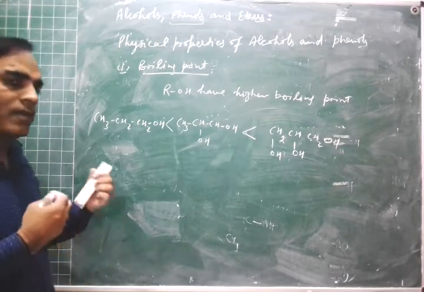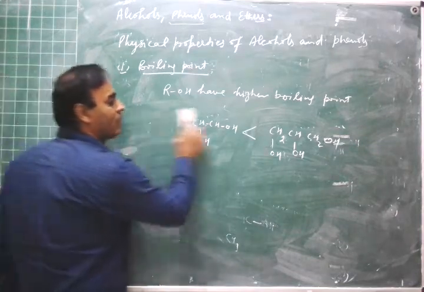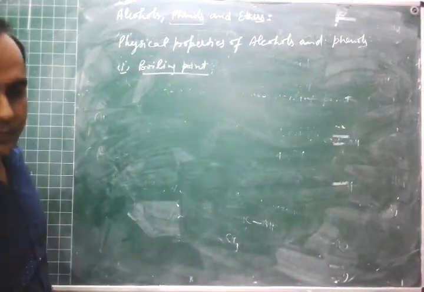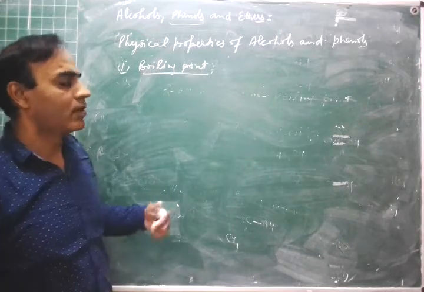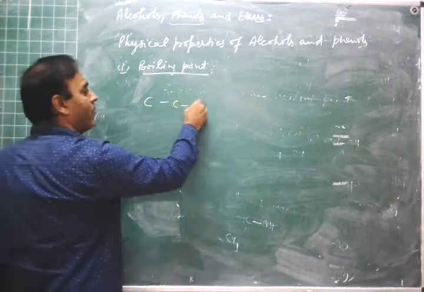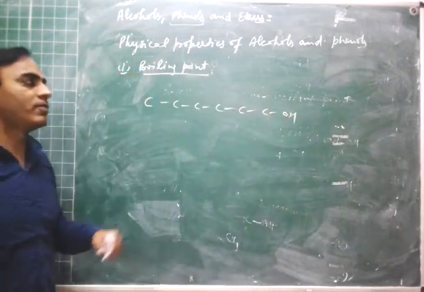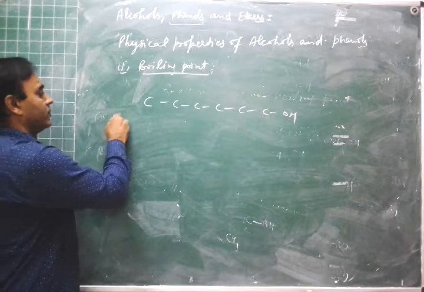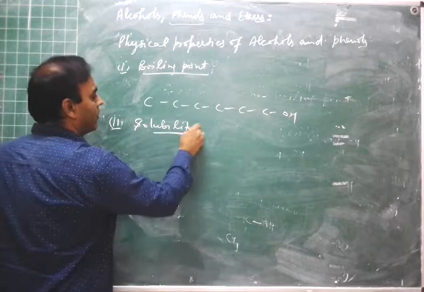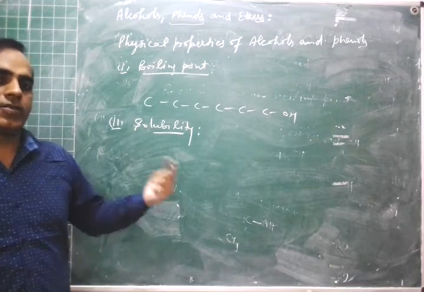Now as the number of carbon atoms increases, right? Now we discuss another thing, that as the number of carbon atoms increases, what will happen to the boiling point? We have already discussed that the boiling point will increase. More number of carbon atoms, more will be the boiling point. We have already discussed this. Now we will move to the next part, that is solubility. Right? So solubility in water and solubility in organic solvents.